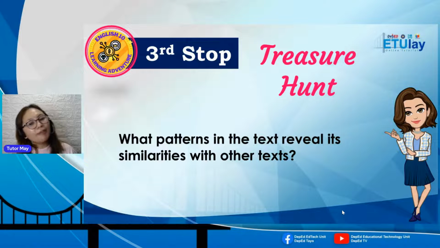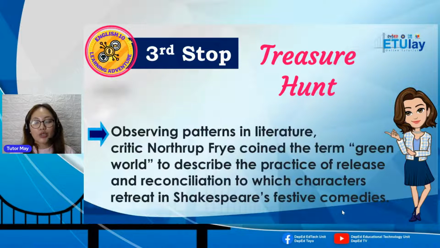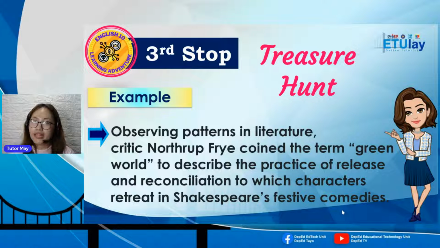Aside from that, what patterns in the text reveal its similarities with other texts? That's a question you have to raise as a structuralist. Okay? So here it is. Kung may example tayo ng form kanina, formalist, may example din tayo under structuralist approach. Observing patterns in literature, critic Northrop Frye coined the term green world to describe the practice of release and reconciliation to which characters retreat in Shakespeare's festive comedies. Okay? So, Shakespearean works, no? Pwede mo rin siyang gamitin ng structuralist approach.